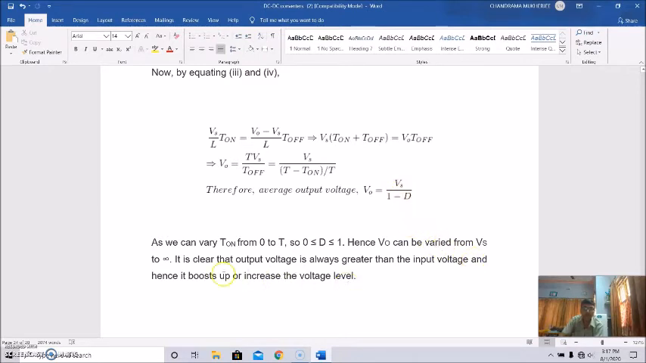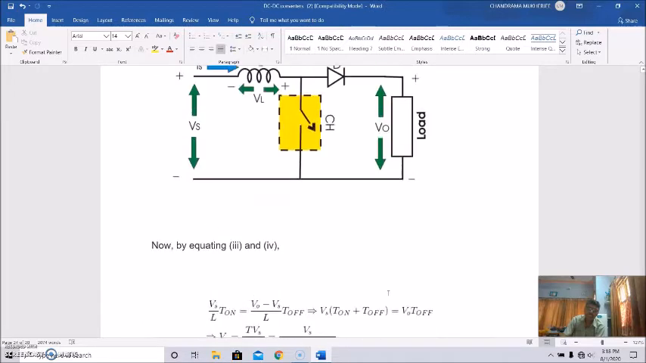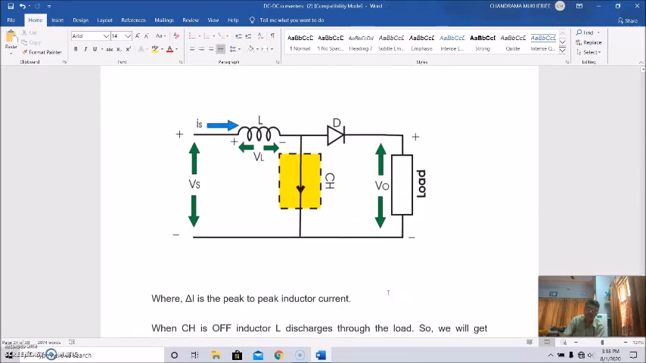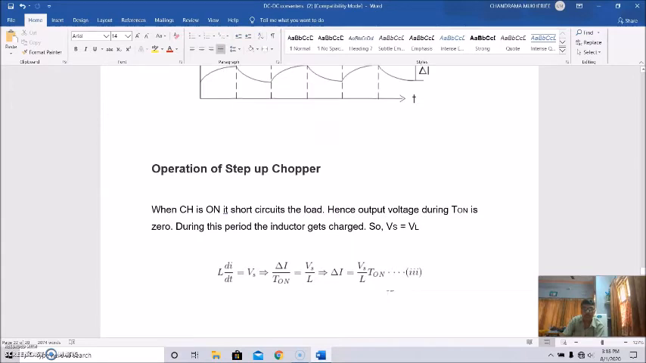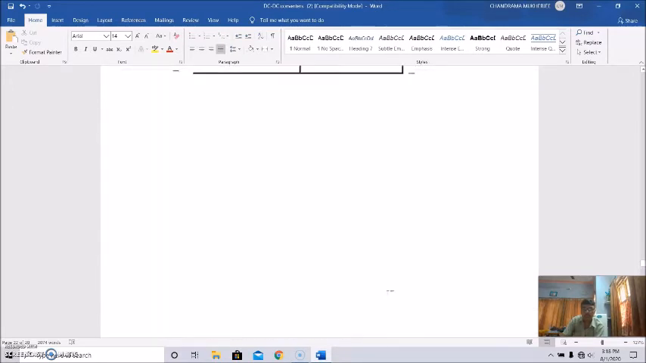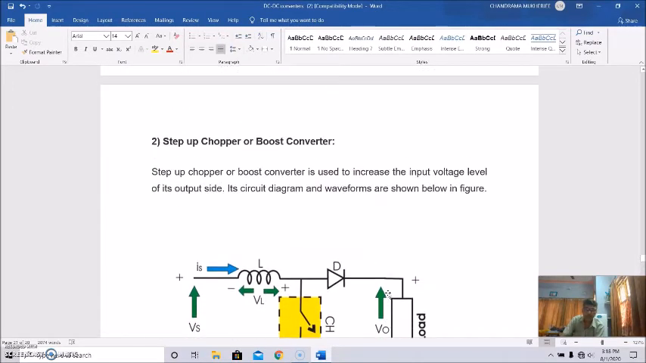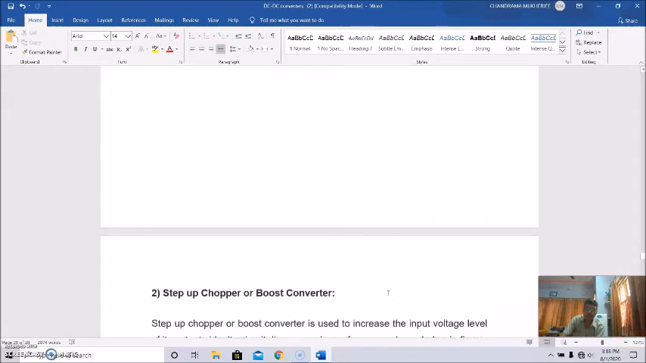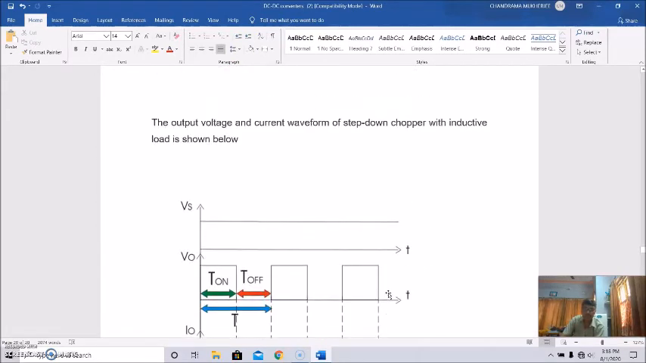So the output voltage can be varied from the source voltage to infinity. The output voltage is always greater than the input voltage, and hence it pushes up or increases the voltage level. That's why it is called a step up or boost converter. Once again I am repeating this operation procedure so that you can get a complete understanding of the subject.